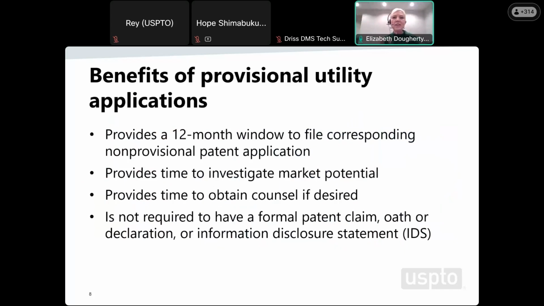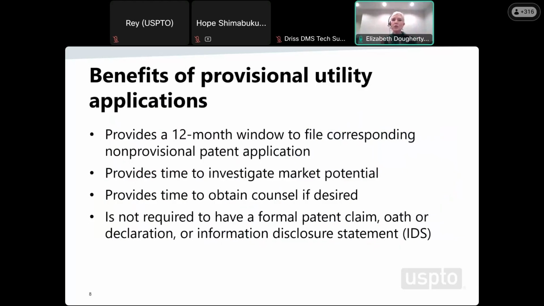So it provides the time to investigate market potential. You want to know if there's somebody out there who's interested in your widget, whether it's a toothbrush, a mousetrap, or a cellular communication device. You want to make sure, in fact, that once you commercialize that patented technology, that there's going to be someone out there to buy it. It provides time to obtain counsel if desired.